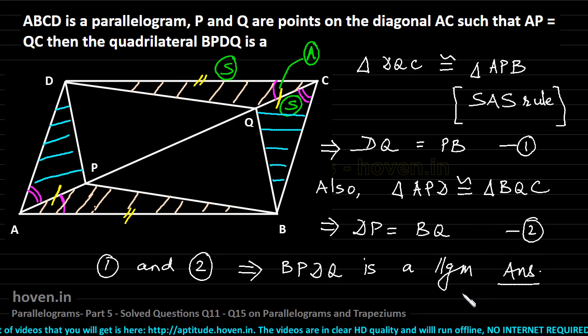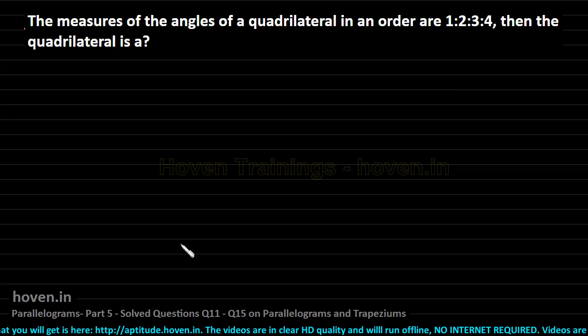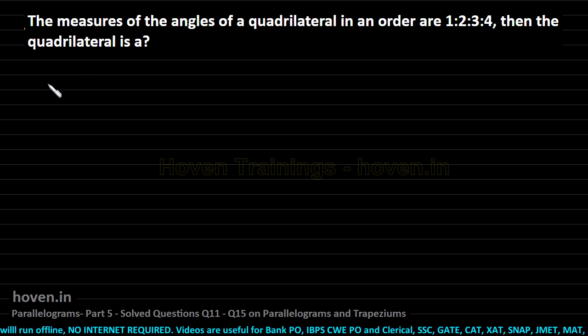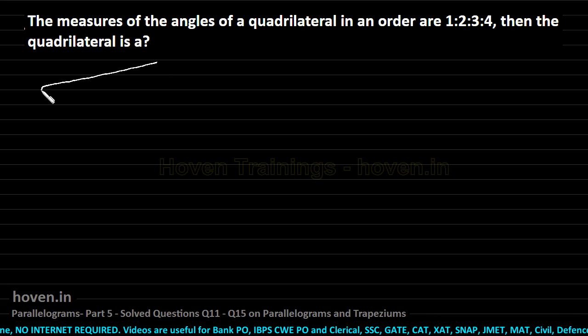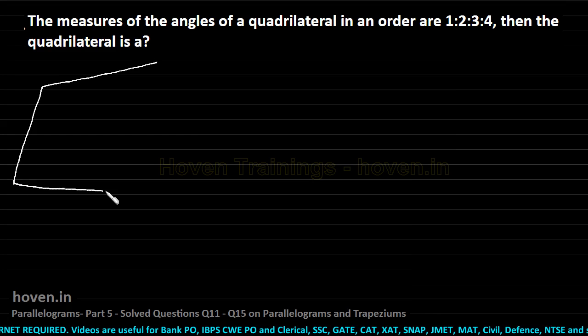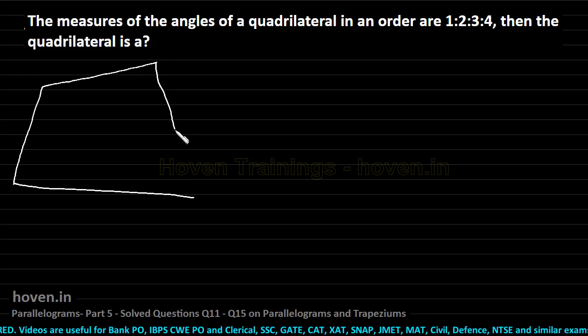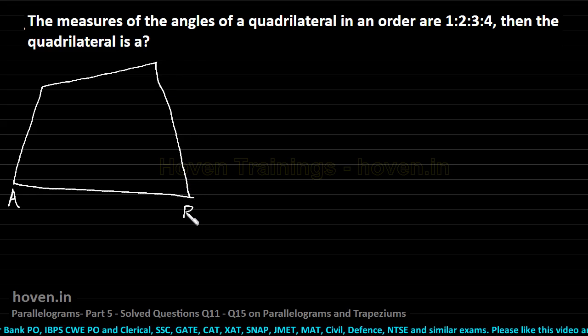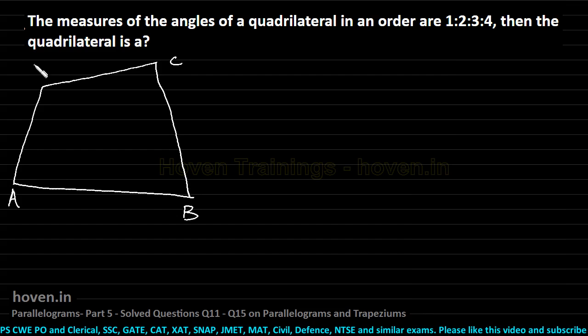Let us move to our next question. The measures of the angles of a quadrilateral, in order, are in the ratio 1 is to 2 is to 3 is to 4. Then the quadrilateral is what? Let us draw a schematic for our quadrilateral. We can mark this as A, B, C and D.